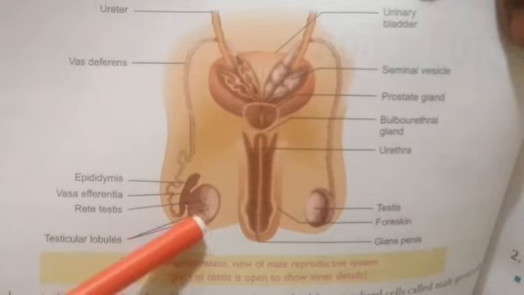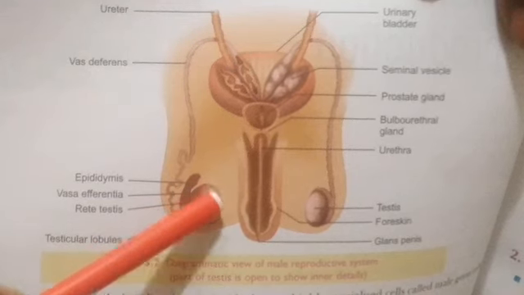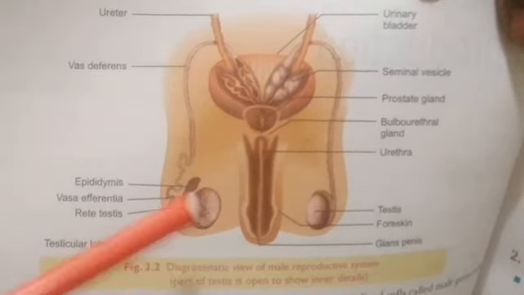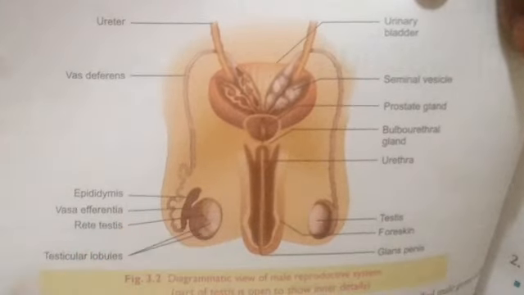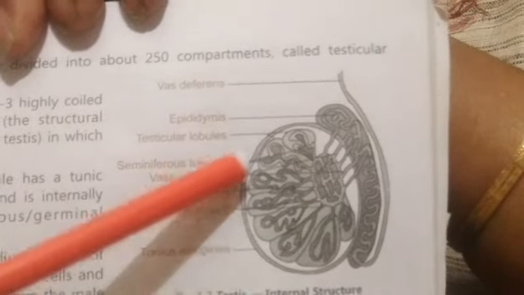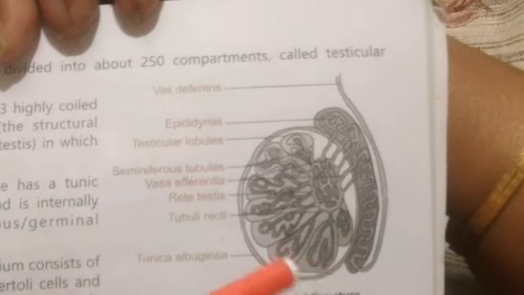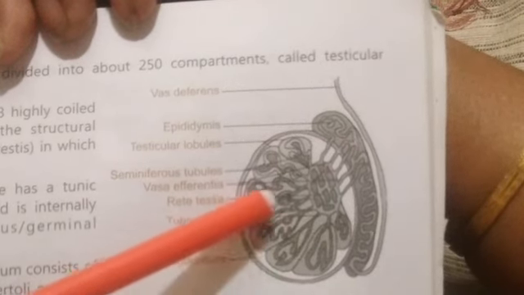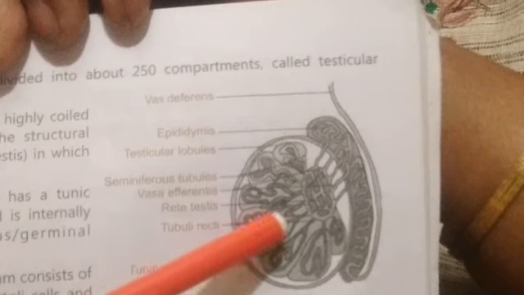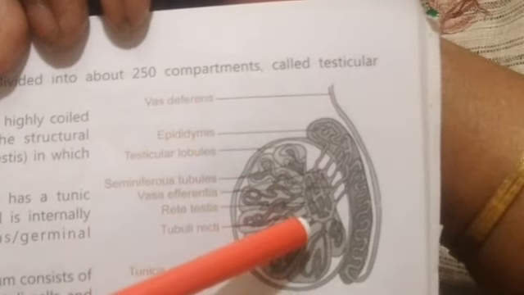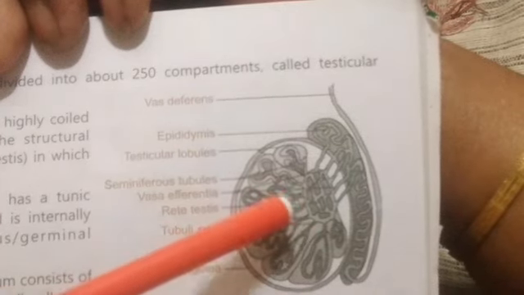In NCERT we have certain details of the testes, and we are doing these details of the testes in a separate diagram. So here we can see the details of the testes. This is the tunica albuginea. These are the testicular lobules. These are the seminiferous tubules. These are the coiled part of the seminiferous tubules. These are the straight part of the seminiferous tubules.